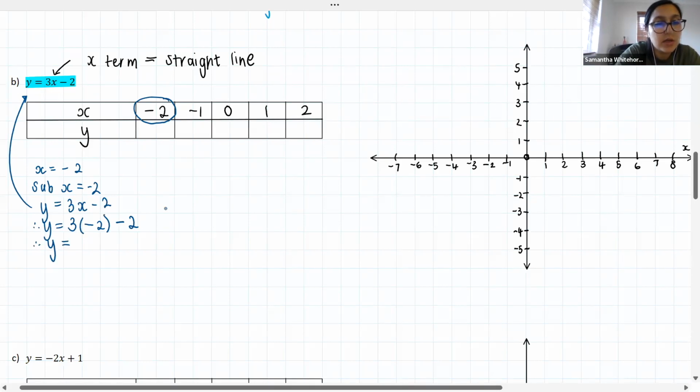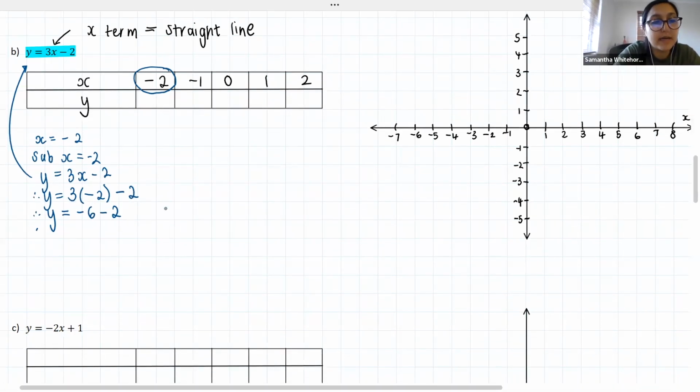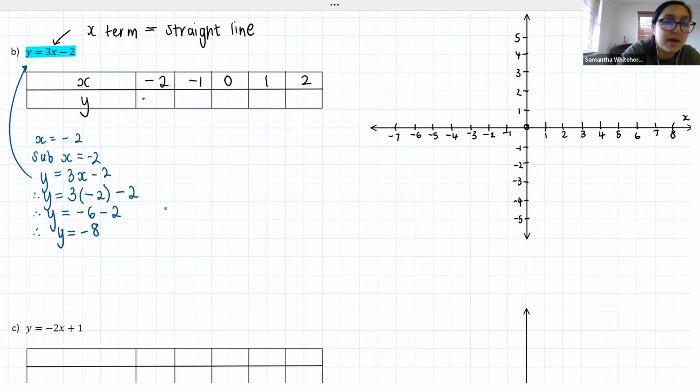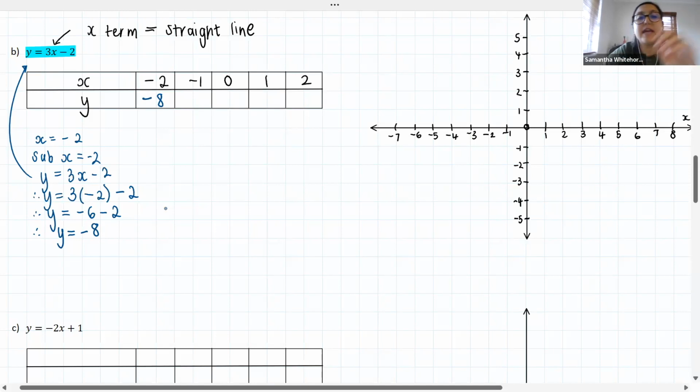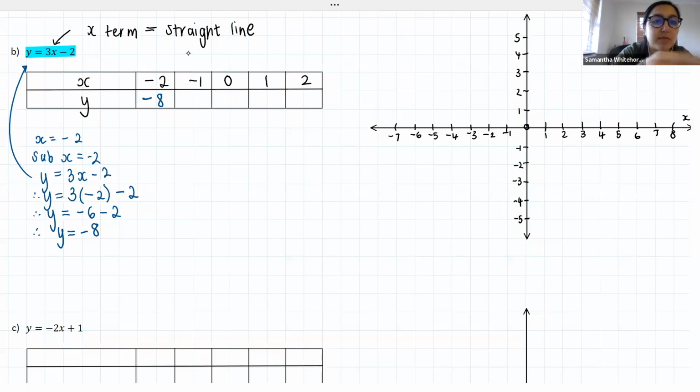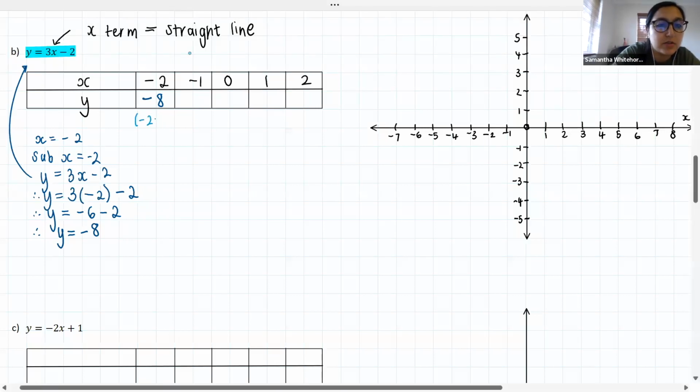Now all we need to do is solve for y. So y equals 3 times -2, which is -6, minus 2. Importantly, it's -6. If you look at this number line, we're already at -6. We want to subtract another 2, so we end up with a y value of -8. That tells me my output value is -8 when x is -2. Remember, what this gives me is my coordinate pair, -2, -8.